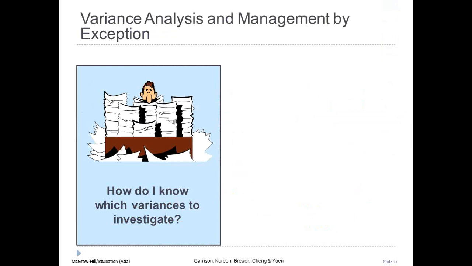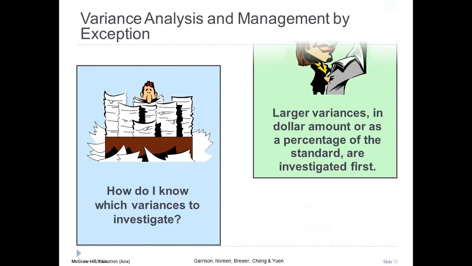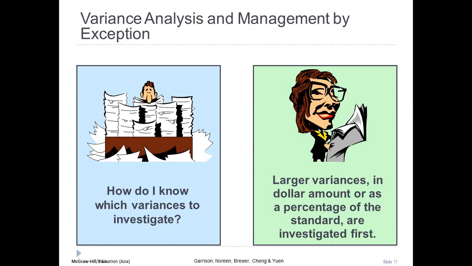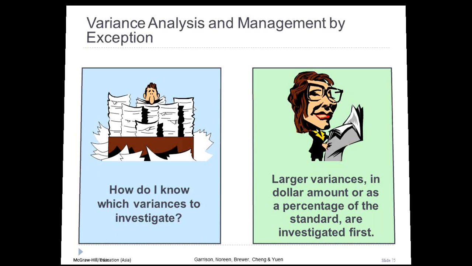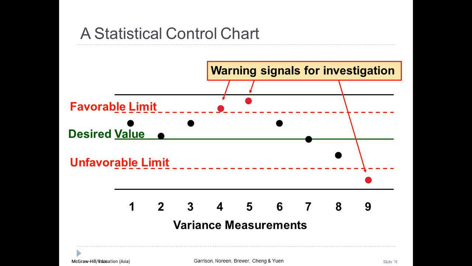All variances are not worth investigating. Methods for highlighting a subset of variances as exceptions include looking at the size of the variance and looking at the size of the variance relative to the amount of spending. Plotting variance analysis data on a statistical control chart is helpful in variance investigation decisions. Variances are investigated if they are unusual relative to the normal level of random fluctuation and an unusual pattern emerges in the data.